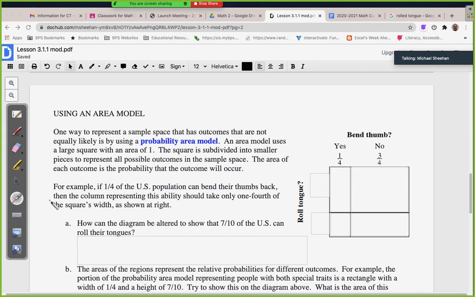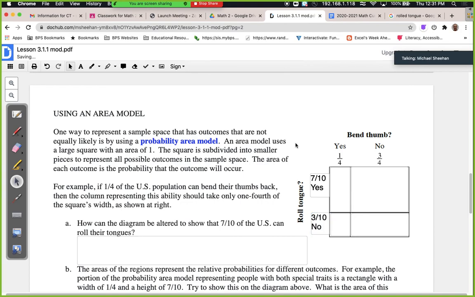Olivier, if 7 out of 10 people can roll their tongue, how many people can't? Sorry, can you say that again? Yeah, if 7 out of every 10 people can roll their tongue, how many people cannot? 3. That's right, 3 out of 10. So 7 out of 10 are a yes, 3 out of 10 are no. Are we okay with this idea, guys? Yeah. Beautiful.